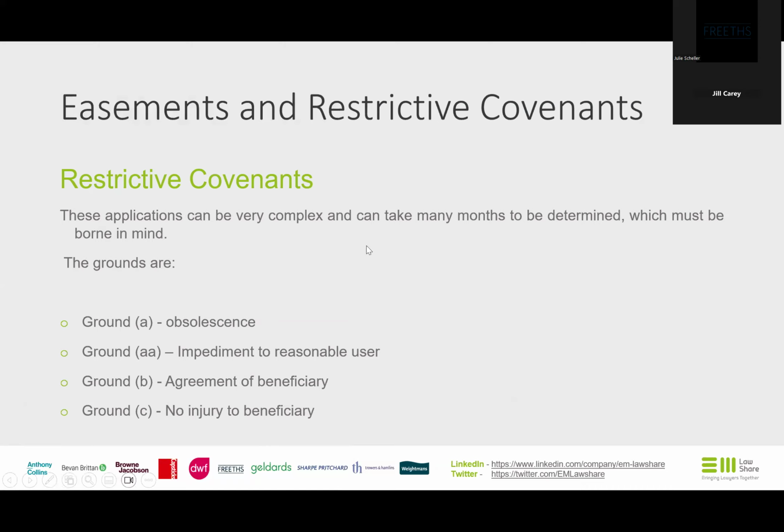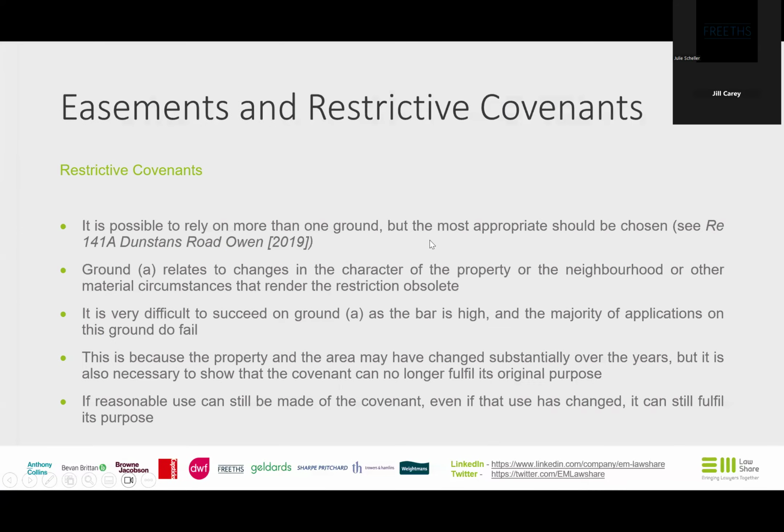And the reason I'm going to give it a fairly light touch is that the local authorities may well have other alternatives. But essentially, if you can prove one or more of these four grounds, then the tribunal may be persuaded to wipe out the covenant or to modify it, usually in return for payment of compensation. So we've got obsolescence, impediment to a modern reasonable user of the land, the agreement of the beneficiary, or no harm to the beneficiary. That last one is generally used for frivolous or vexatious objections. So you can rely on more than one ground, but you should choose the most appropriate.